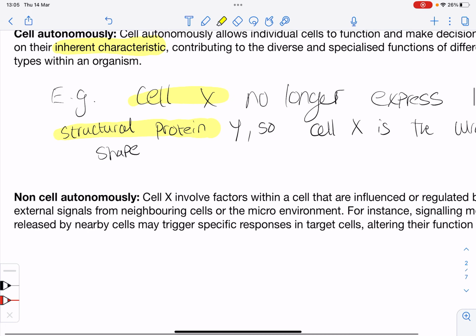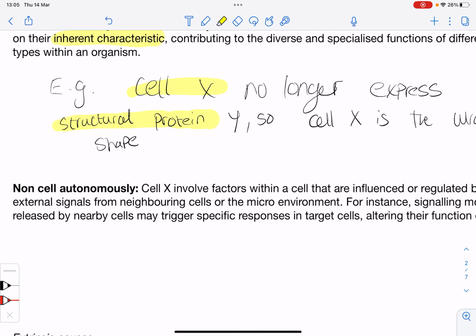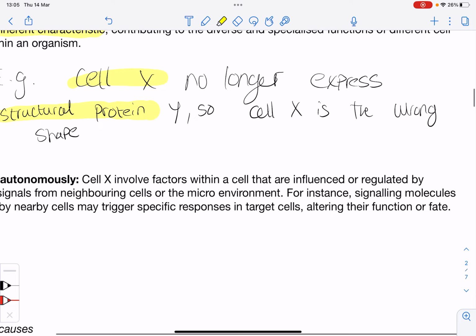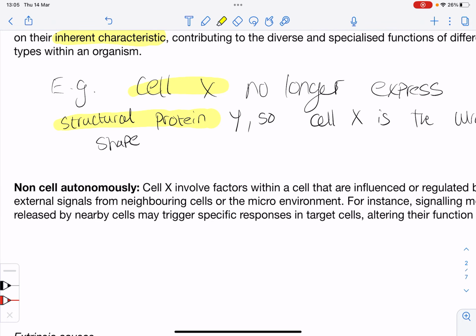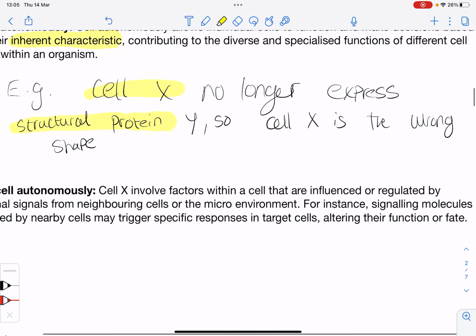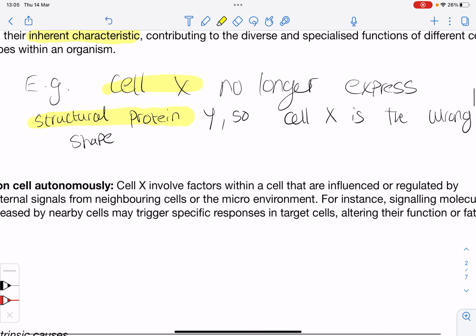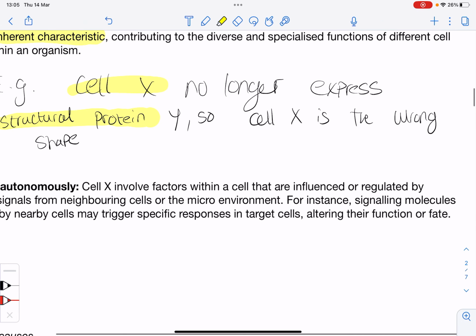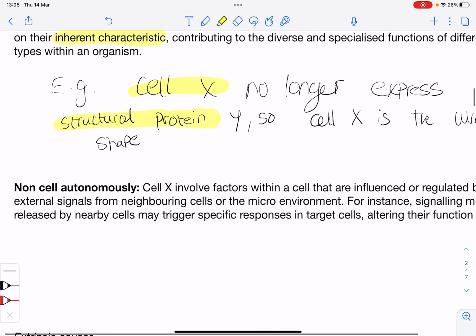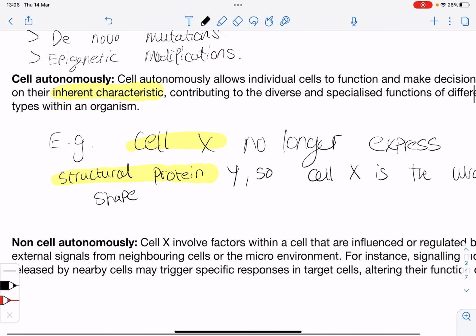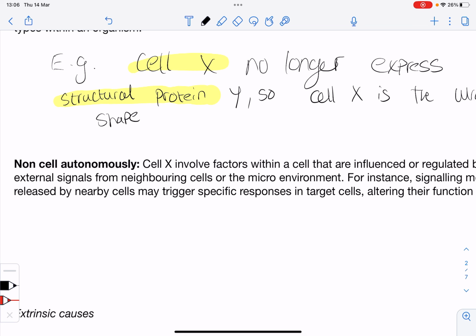Moving on, non-cell autonomous causes involve factors within a cell that are influenced or regulated by external signals from neighboring cells or the microenvironment. For instance, signaling molecules released by nearby cells may trigger specific responses in target cells, altering their function or fate. So this is different. Instead of cell X having a wrong structural protein, as in the autonomous example, now let's switch it up a bit.